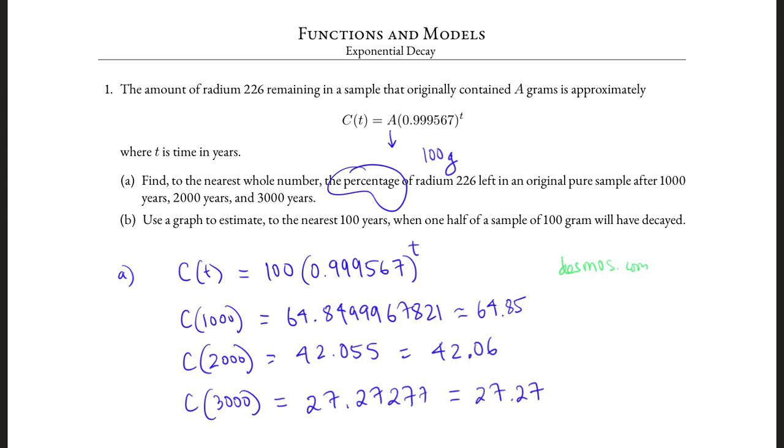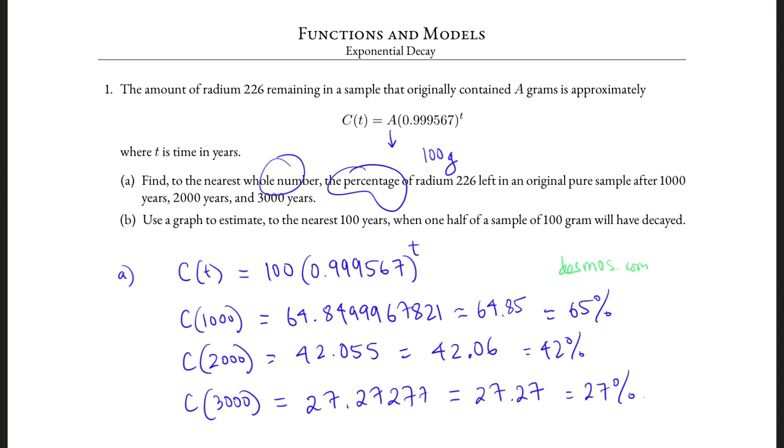So when we round it, it's 27.27. Now, we start with 100 and we end up with 64.85. And so this means, to the nearest whole number, we simply round it to 65%. 42.06 is 42%. And 27.27 is 27%. And these are the answers for part A.